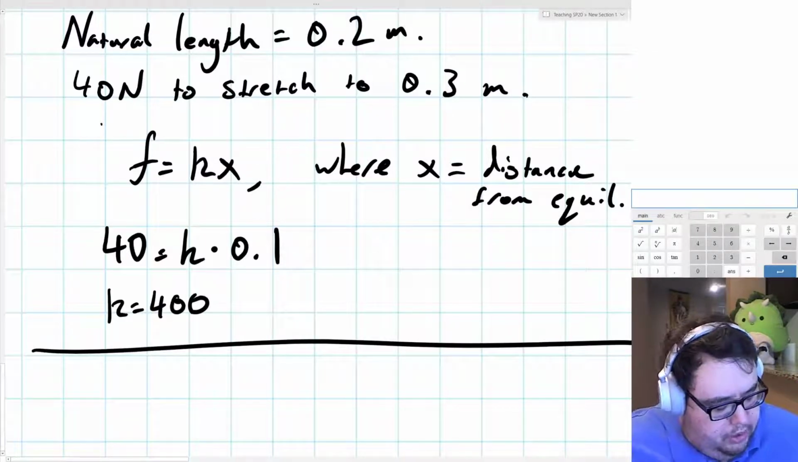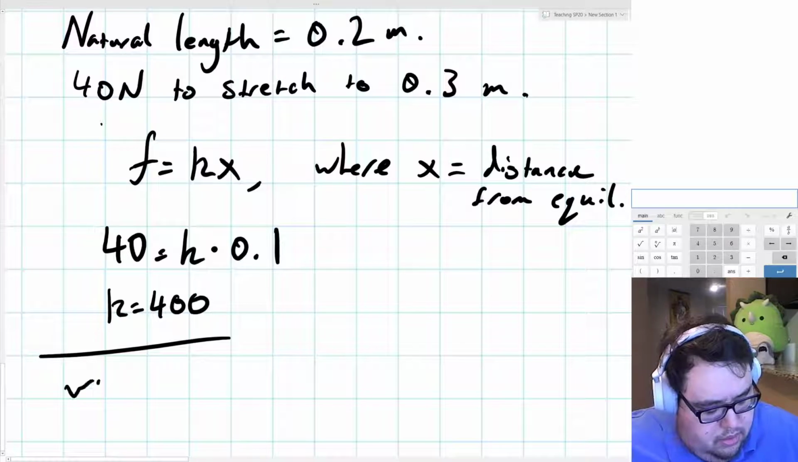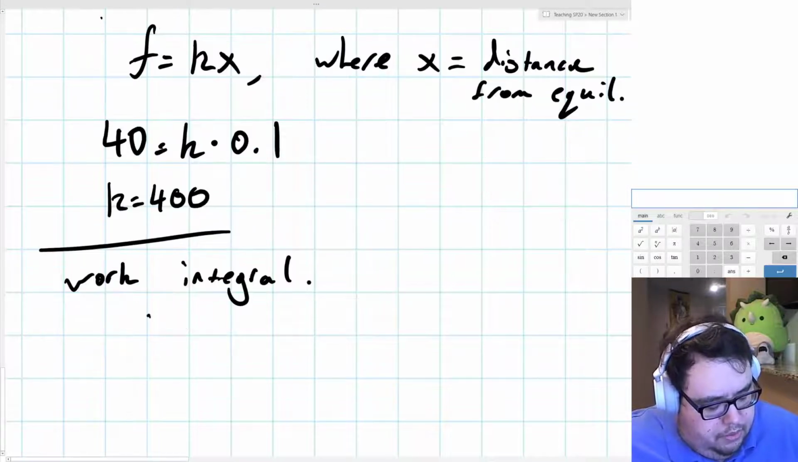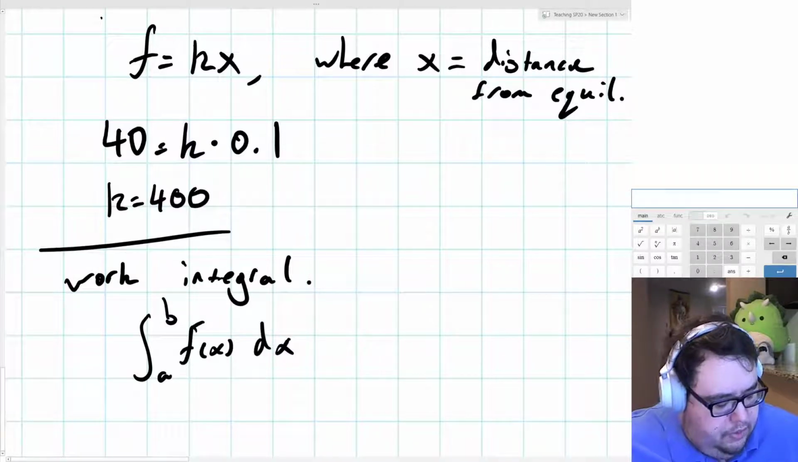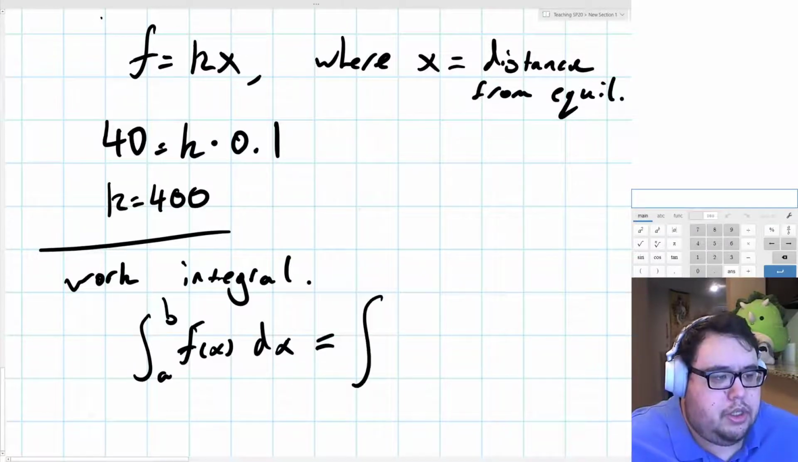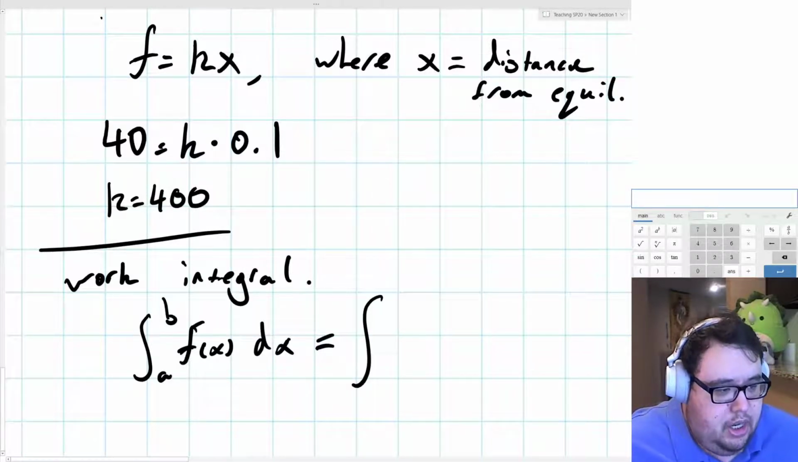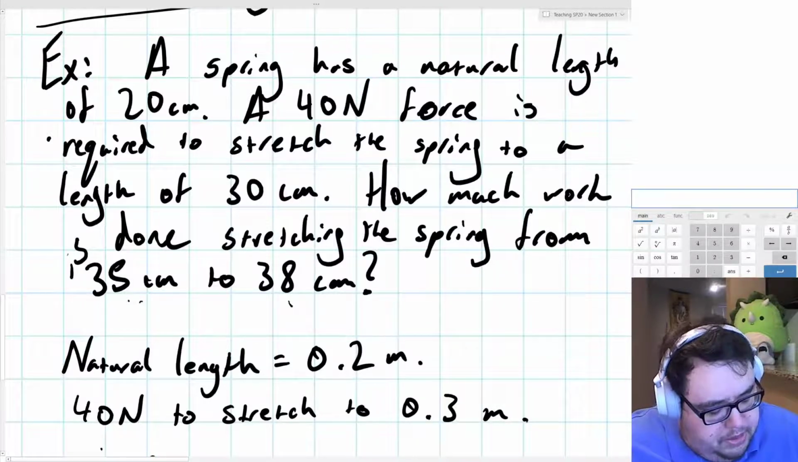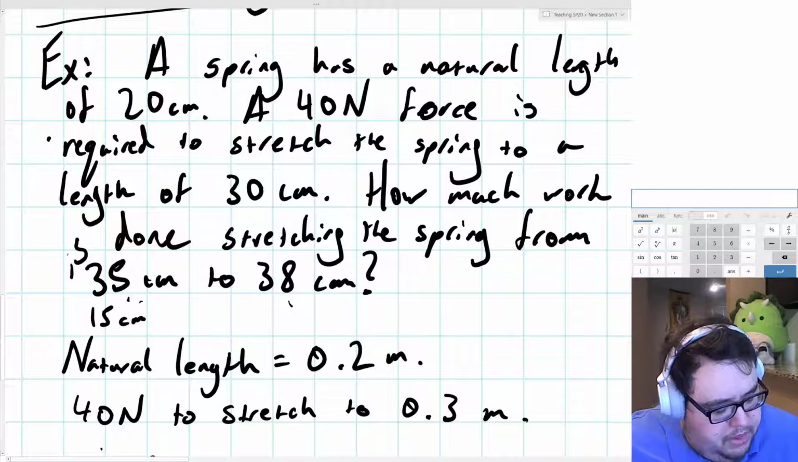Now we need to set up our work integral. So our work integral will be the integral from a to b of f of x dx, where f is our force function, and a and b are our bounds. Our bounds for this are going to be the given distances. Notice that these are distances stretched from equilibrium. So this 35 centimeters is really 15 centimeters from equilibrium, and this 38 centimeters is 18 centimeters from equilibrium.